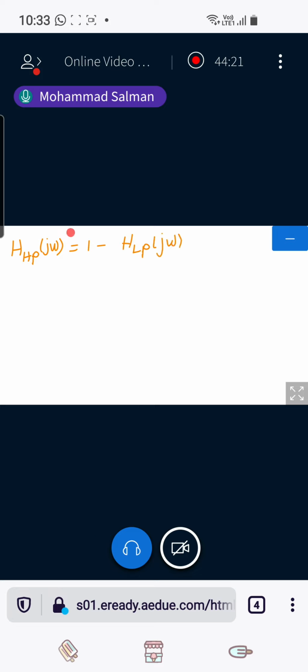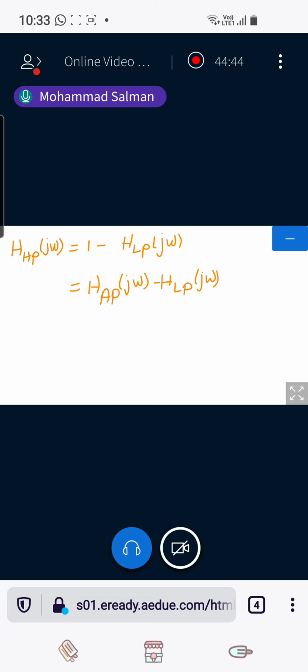We usually don't write 1. We call this one the all pass filter. When I say all pass, it means 1, I mean for the whole period it's 1. Okay, clear?